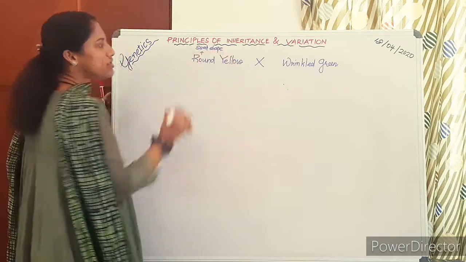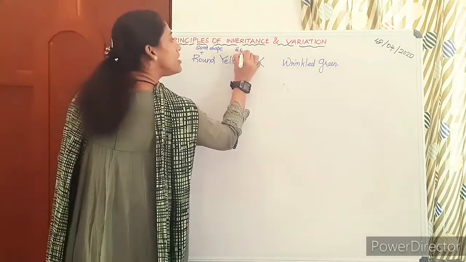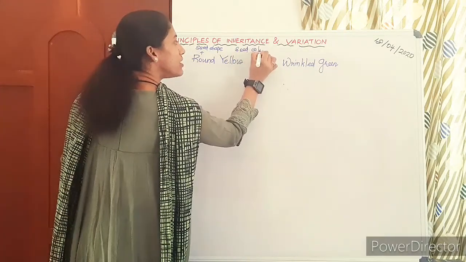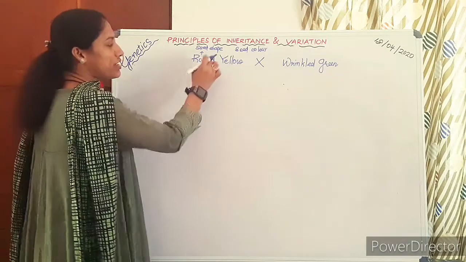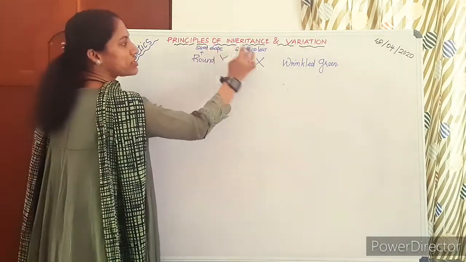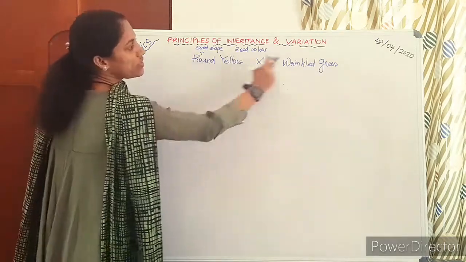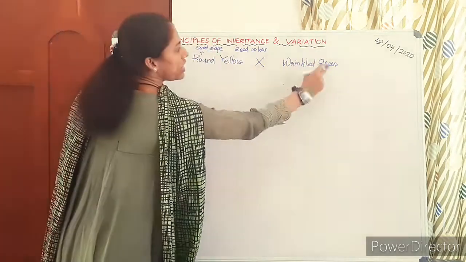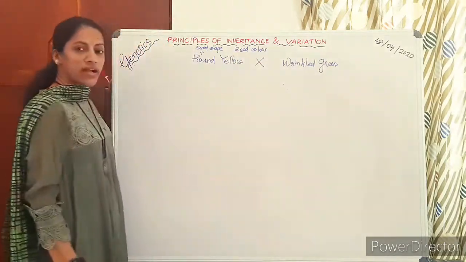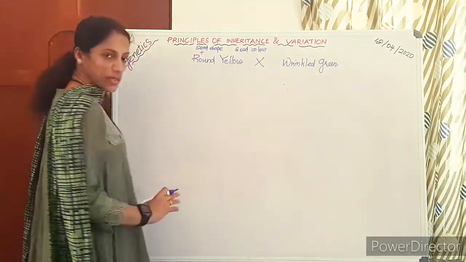He has considered this seed shape. Simultaneously he has studied seed color also. That means he studied the inheritance of two characters, seed shape and seed color, at a time. So therefore there are four traits. Round and wrinkled are the two traits of seed shape. Yellow and green are the two traits of seed color. So four traits or two characters are studied at a time.